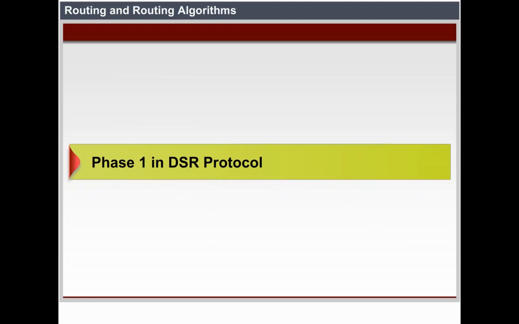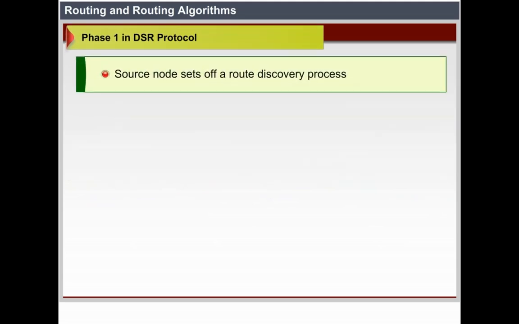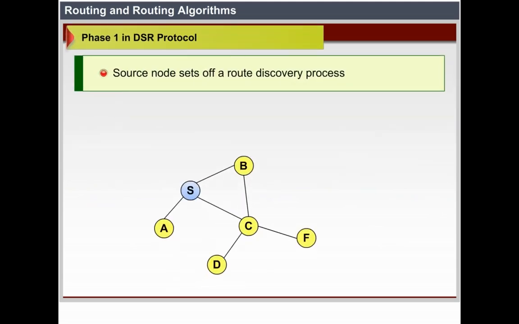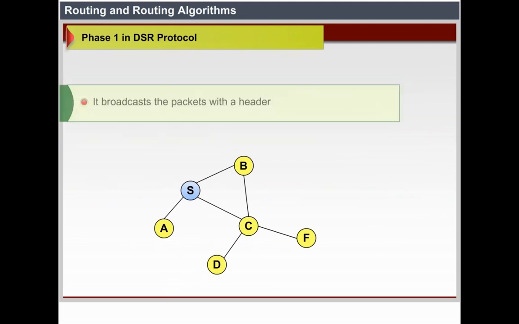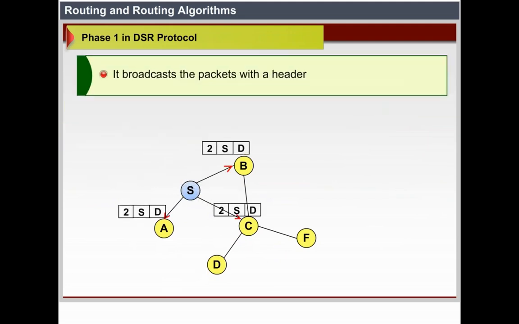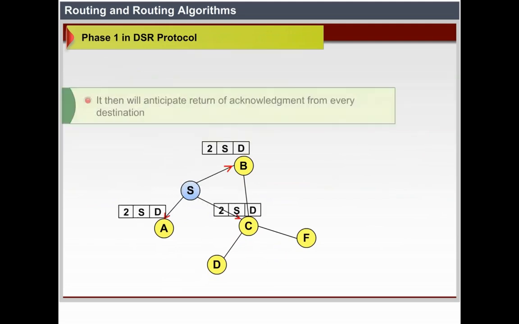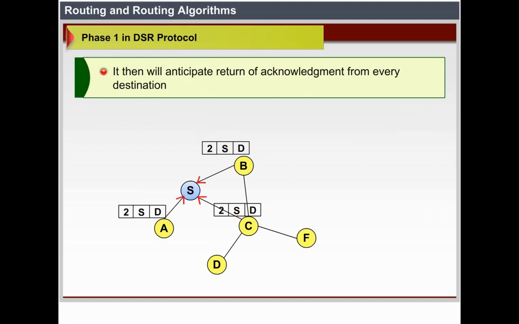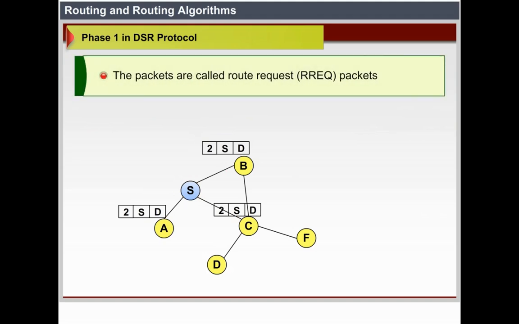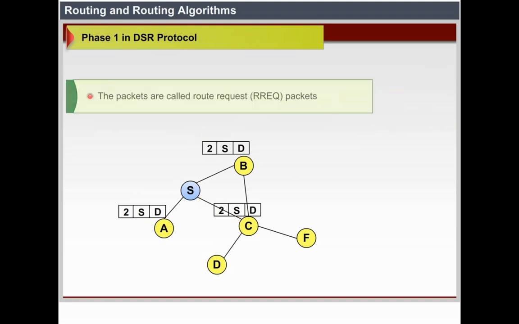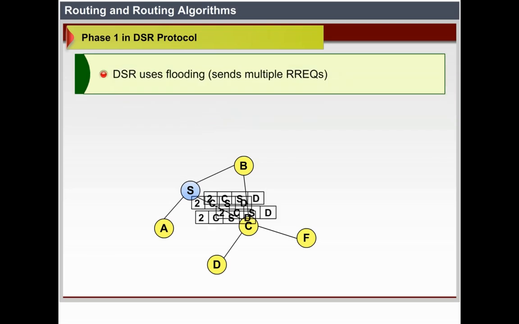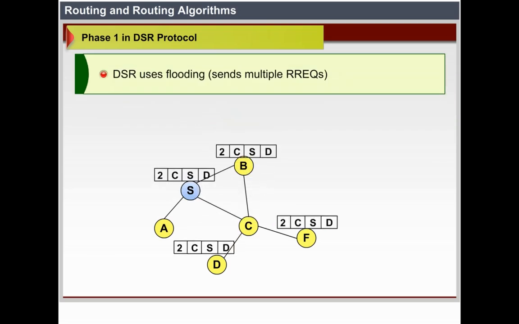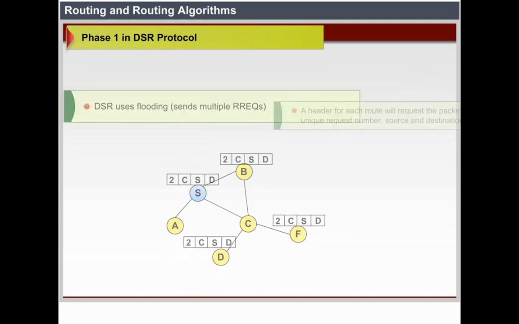Phase 1 in DSR protocol. Source node initiates a route discovery process. It broadcasts the packets, each with a header. It then expects return of acknowledgement from each destination. The packets are called route request RREQ packets. DSR uses flooding, sends multiple RREQs.